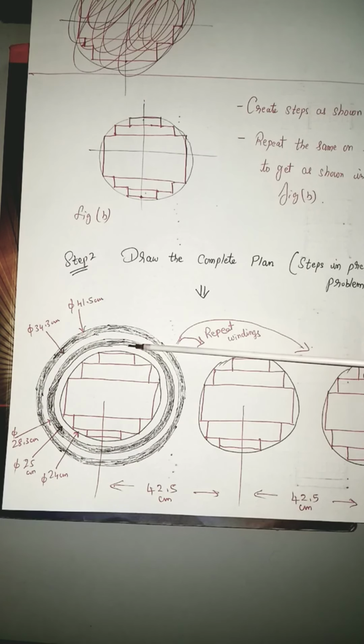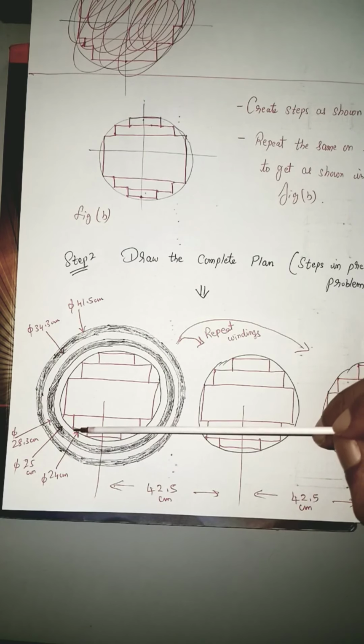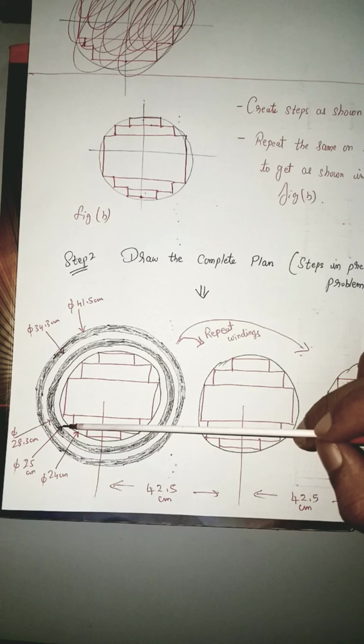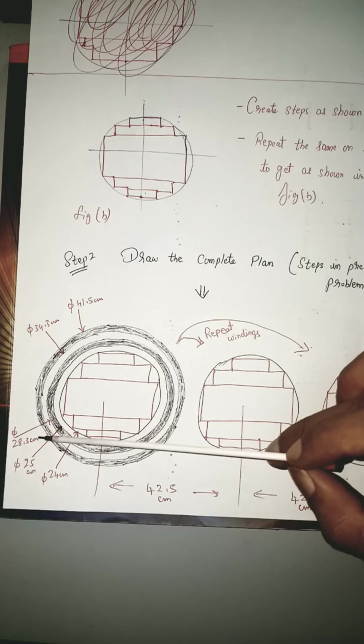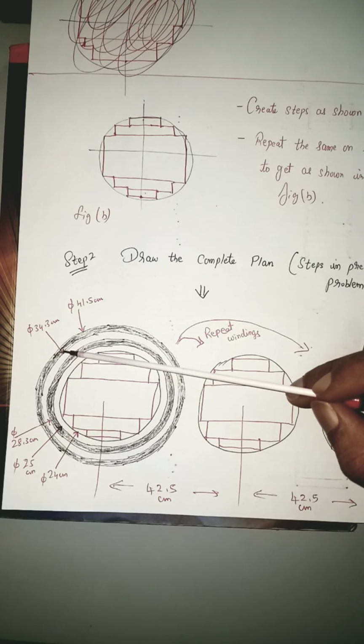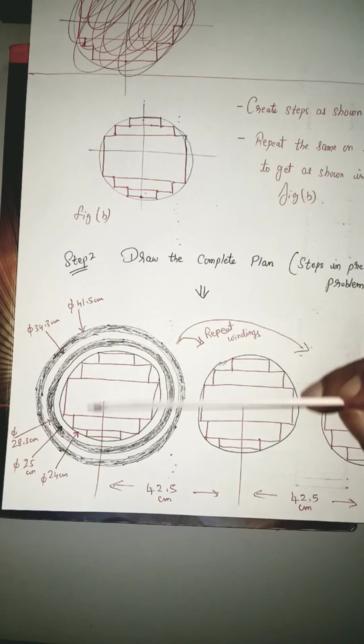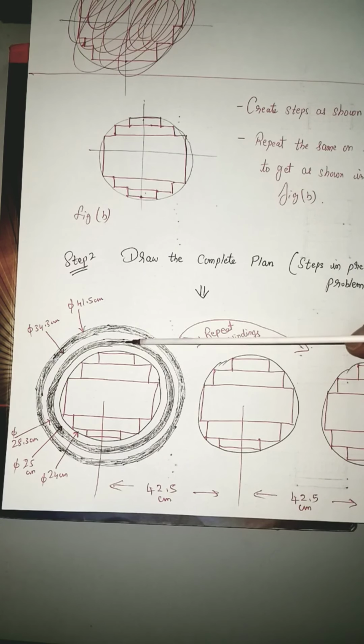They have given inner dia of LV winding, outer dia of LV winding, inner dia of HV and outer dia of HV. So obviously you'll be drawing 4 circles. The first circle will be 25 centimeter, which is inner dia of LV, followed by 28.3 centimeter, which is outer dia of LV, then inner dia of HV 34.3, outer dia of HV 41.5. So you'll end up drawing these many circles and you'll represent LV winding and HV winding using hatching.